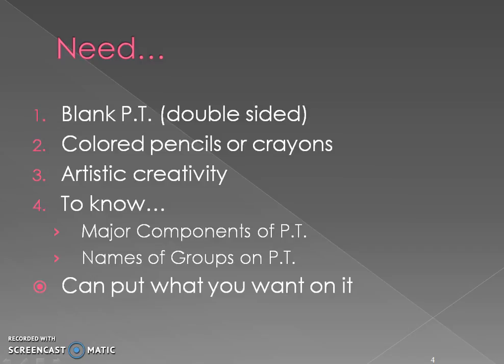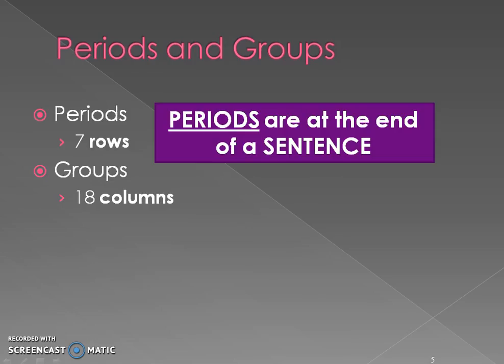So you should have in front of you your blank periodic table along with your packet of notes, maybe some colored pencils or crayons. Even if you don't want to color in the groups per se, you might want to write them in different colors just to give you a better visual. Use your artistic creativity, do what you want with it. But at the end, you do need to know the major components of the periodic table and the names of the groups on the periodic table. So at this point, you may put whatever you want on your blank periodic table to give you some kind of visual and understanding of the components, the parts, and the names of the groups.